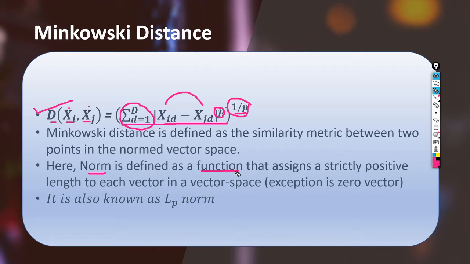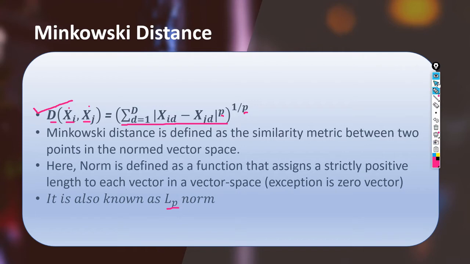Okay. Now norm is defined as a function, so norm can be calculated on a vector and it assigns a strictly positive length to that vector. Now, the zero vector is also a vector. This is an exception because it has a length of 0. Now this p is important. Due to this p, this norm vector space has been defined. So Minkowski distance is a very general distance and it is called an Lp norm.